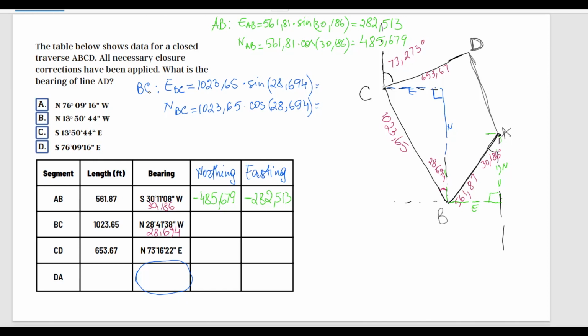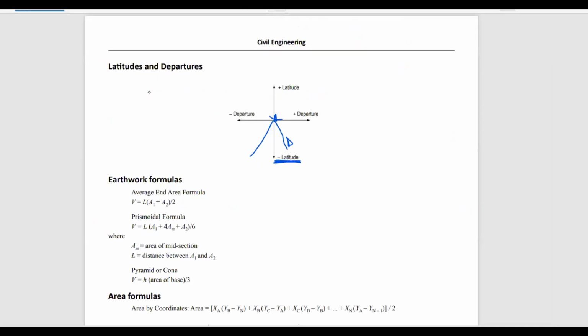Okay, 28.694 sine, 1023.65 multiplied. This equals 491.487. And then let's look at the quadrant here. We're going to be in the second quadrant. We're going to be here. The line goes up like this.